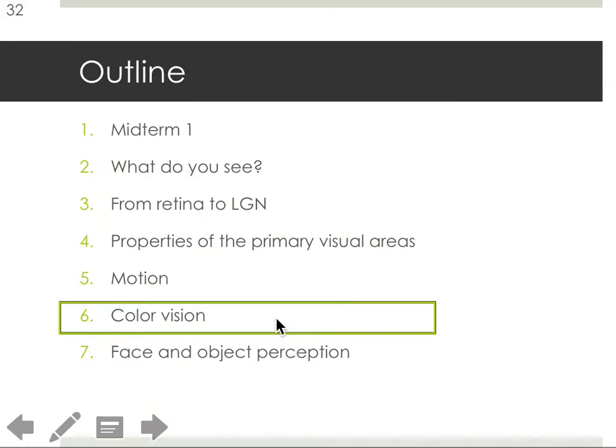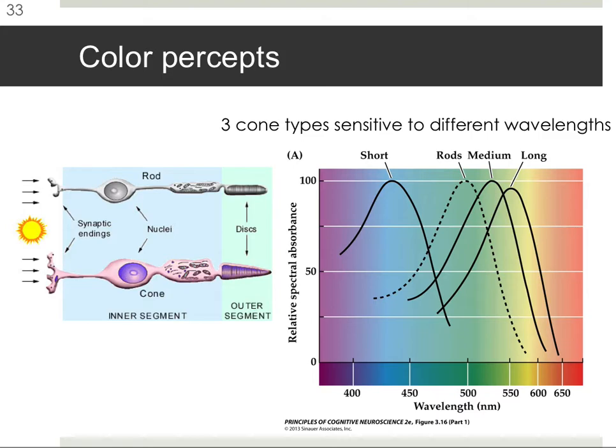And so that's important for this. This ventral "what" pathway is important for color vision as well as for face and object perception. So let's just talk a little bit about color perception.